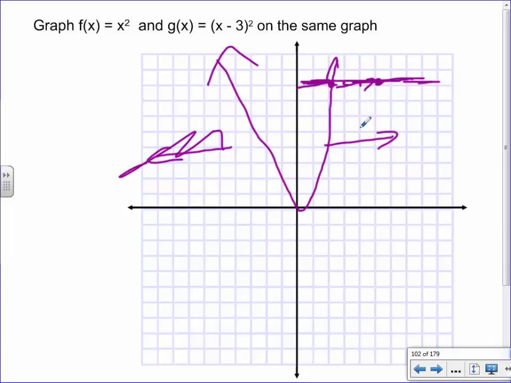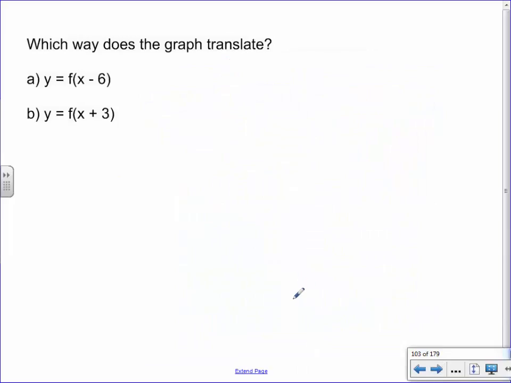If it's a negative, ultimately, you're sliding it to the right. If it's a positive, slide it to the left. So let's try some more examples. What's going to happen here? This x minus 6 is going to slide to the, this x plus 3 is going to slide to the, that makes sense?